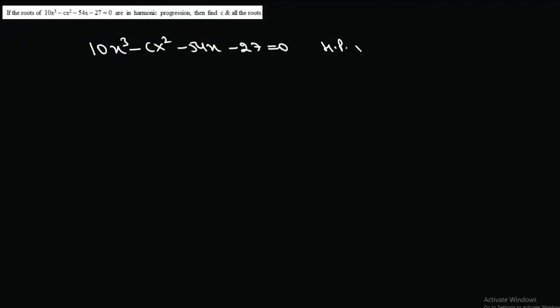Now in this question it says, if the roots of the equation 10x cube minus cx square minus 54x minus 27 equals 0 are in HP, then find C and find all the roots. Now it is easier to work with an AP rather than an HP. So what we'll do is, we'll rather find an equation whose roots are reciprocal of roots of the given equation.